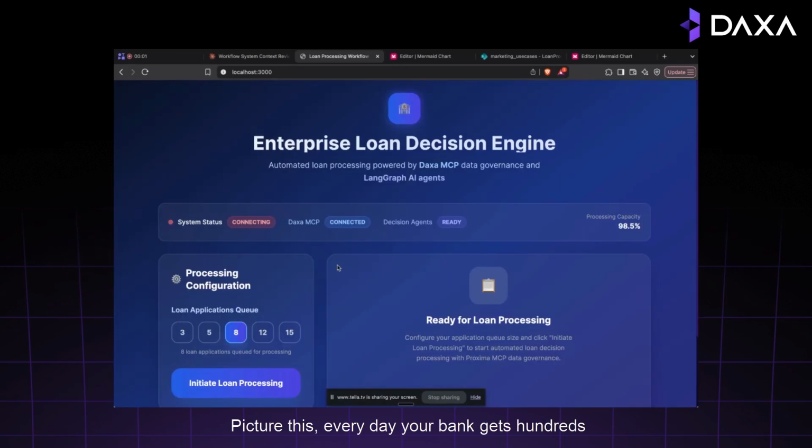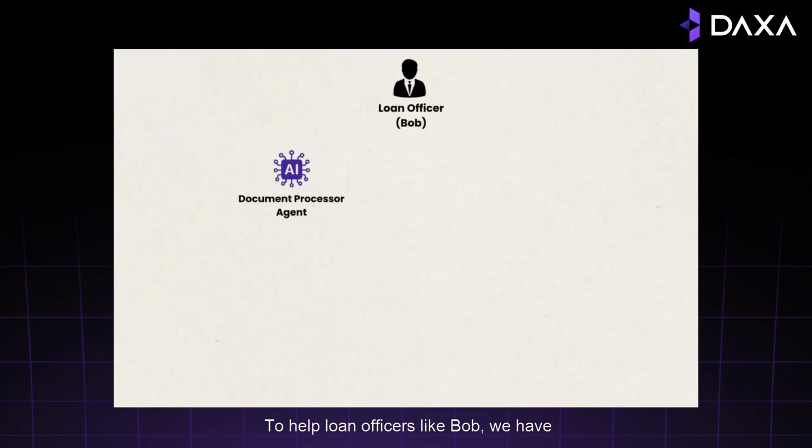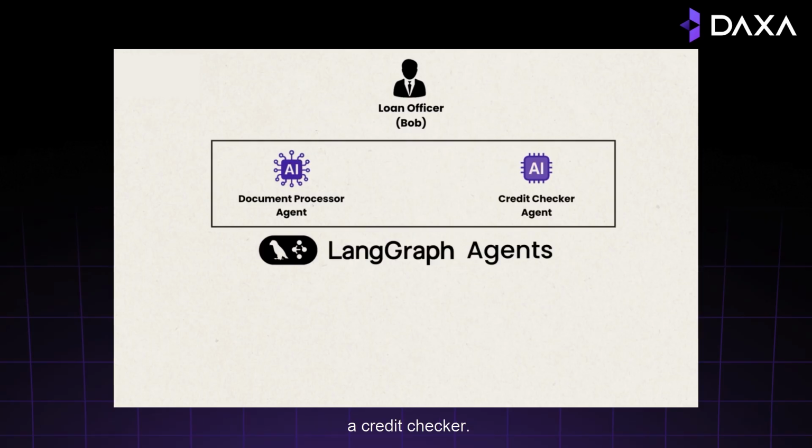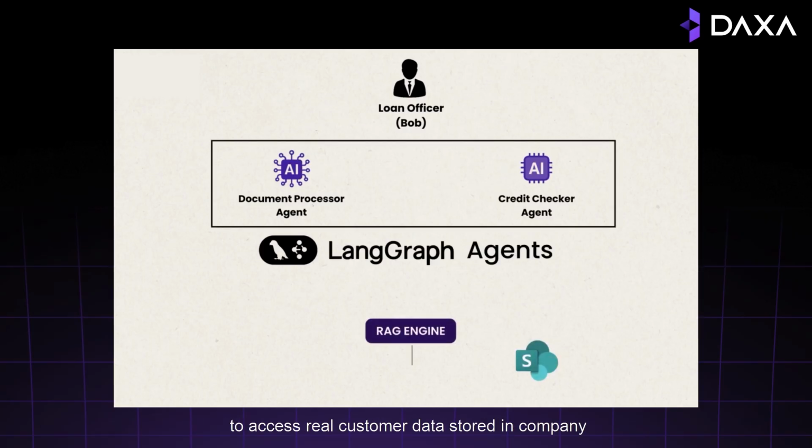Picture this. Every day, your bank gets hundreds of loan applications. To help loan officers like Bob, we have built two LangGraph agents, a document processor and a credit checker. To make this operational, we need those agents to access real customer data stored in company sources like SharePoint.